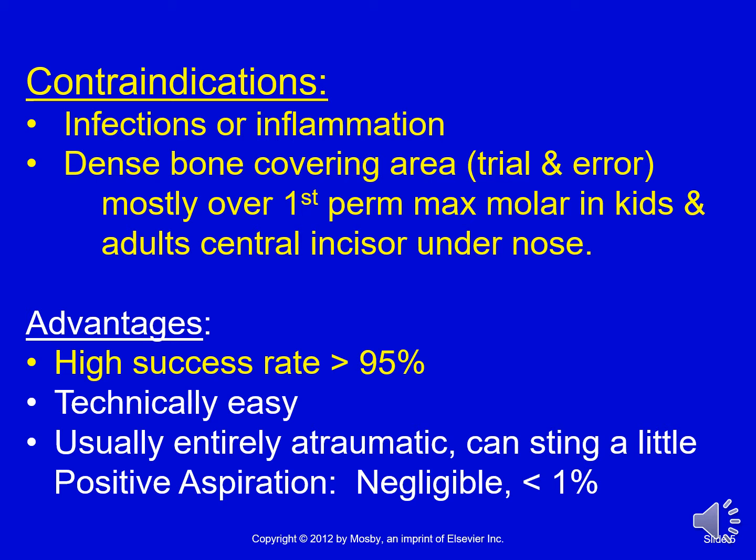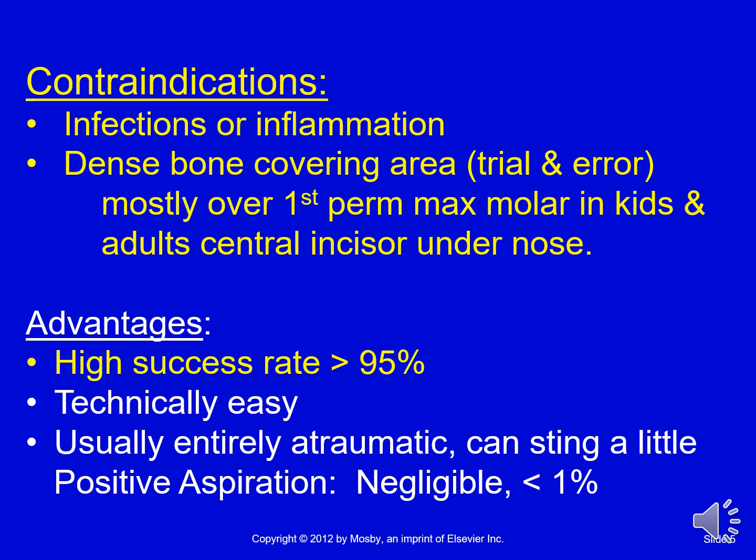So there's dense bone covering the first permanent maxillary molar in kids and the adult central incisor in the maxilla underneath the nose. And so sometimes in those areas, if you contact bone real quickly, it's just trial and error. You'd need to come out and then readjust, and we will be there to help you do that.